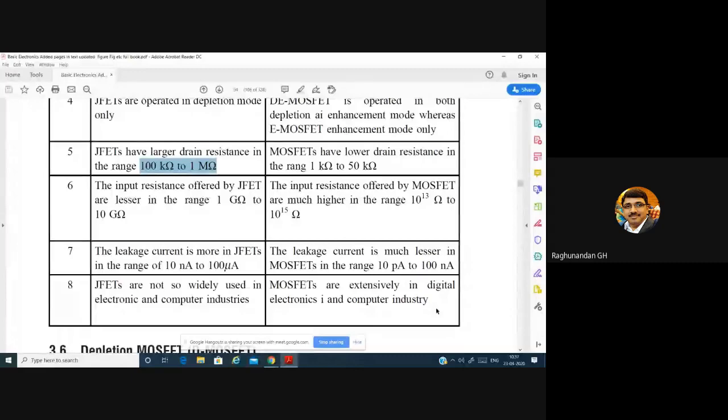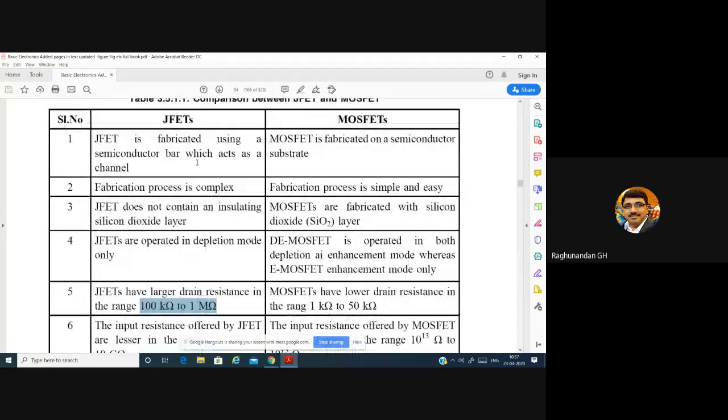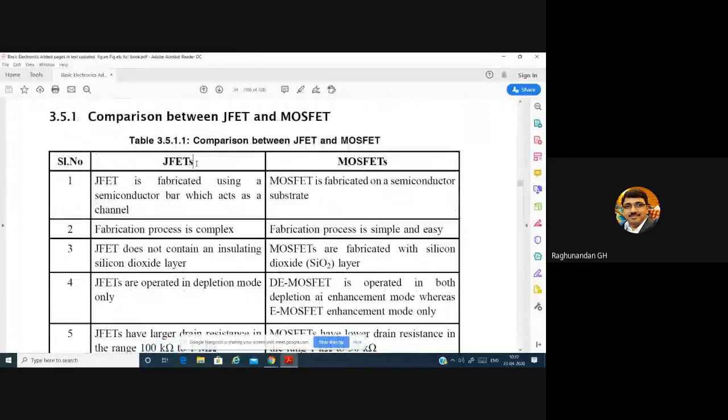So next, after this, these are the differences. This is also important from the point of view of examination. They'll be asking to compare JFET and MOSFET, or tell me to list out some differences between JFET and MOSFET. So you have to know this one. Like this, we have even given the difference between BJT and JFET. So you should know all these differences.